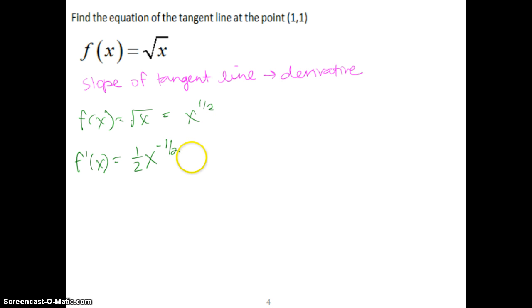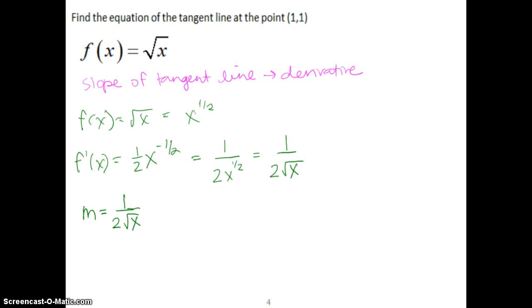First, what I would do is rewrite this as 1 over 2x to the positive 1/2. If you put the x to the 1/2 in the denominator, it's no longer a negative exponent. And now let's get rid of that rational exponent and rewrite that as 1 over 2 square root x. Because again, remember, x to the 1/2 is the same thing as the square root of x. So the slope of the tangent line is 1 over 2 square root x.